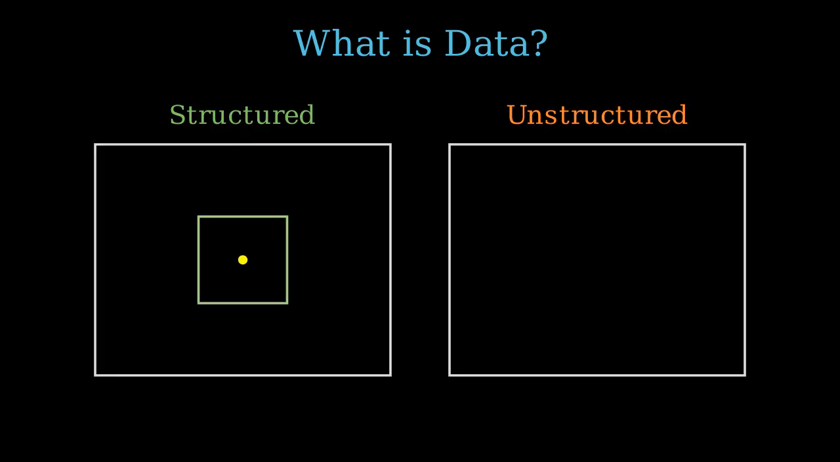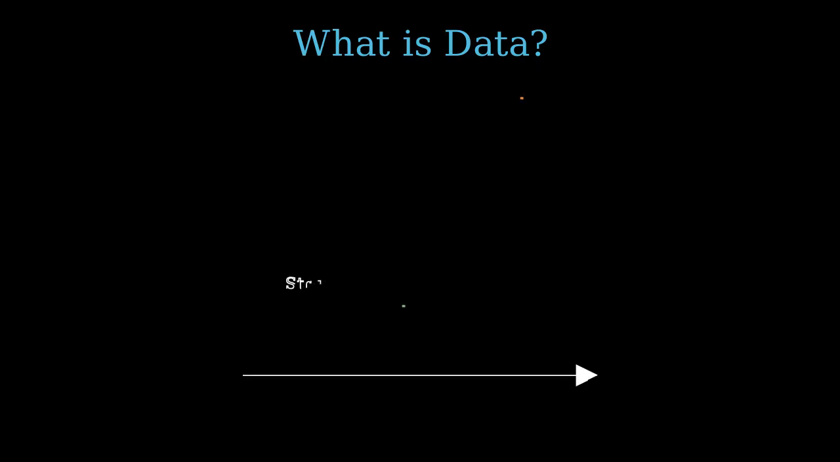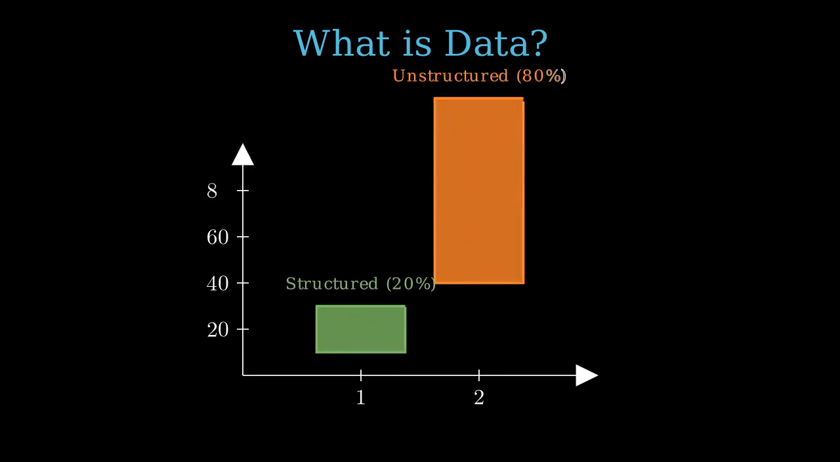On the other hand, unstructured data is everything else. This includes emails, social media posts, and videos, which do not have a rigid, predictable format. While structured data is much easier for machines to search and analyze, unstructured data actually makes up the vast majority of the digital world today. Understanding this distinction is the first step in managing any modern technical system.